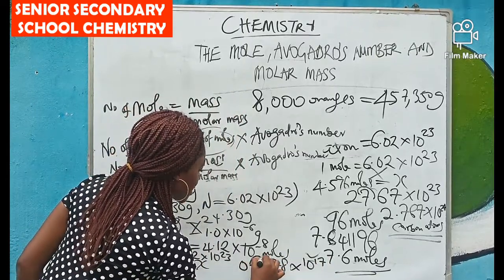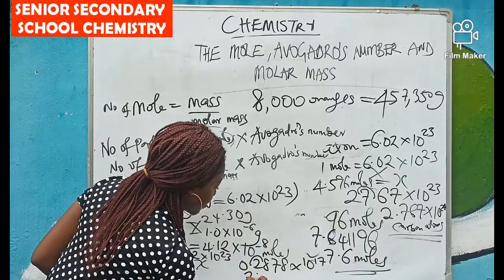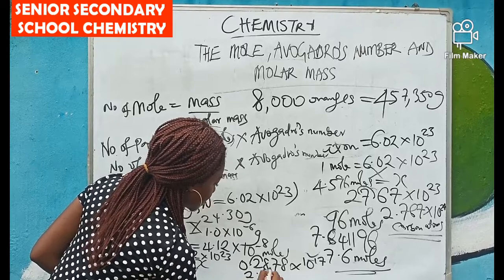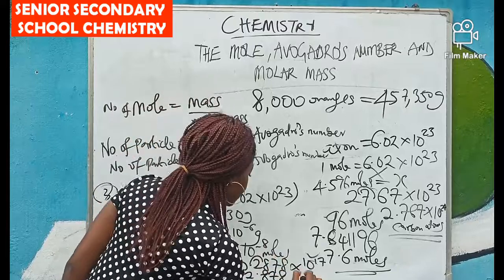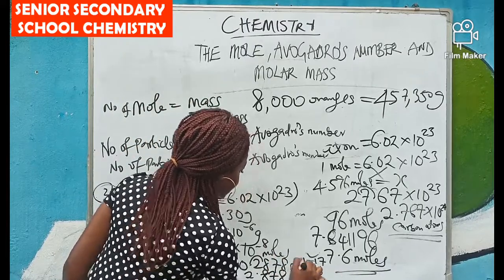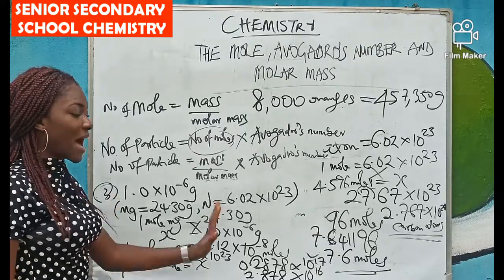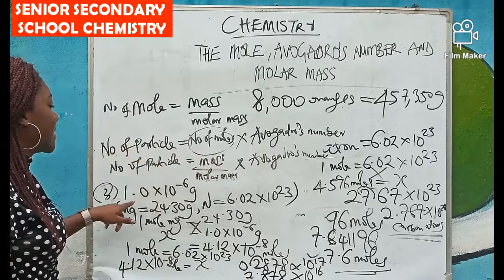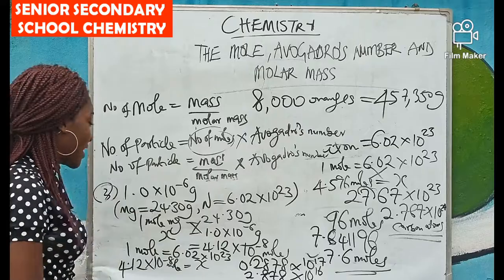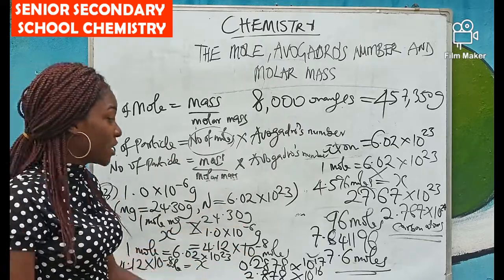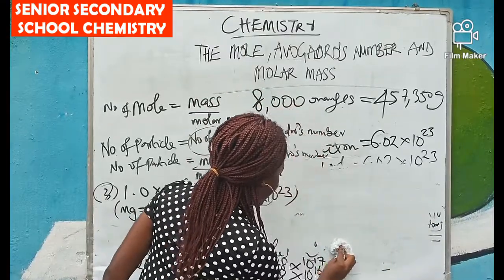Now if I move my decimal place here and approximate this, I should be having 2.878 times 10 raised to power 16. So this is the number of magnesium atoms in this sample containing 1.0 times 10 raised to power minus 6 gram. Okay, now I'm going to solve with the formula method so that you guys can understand very well.